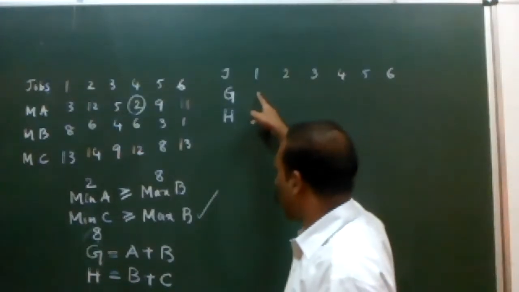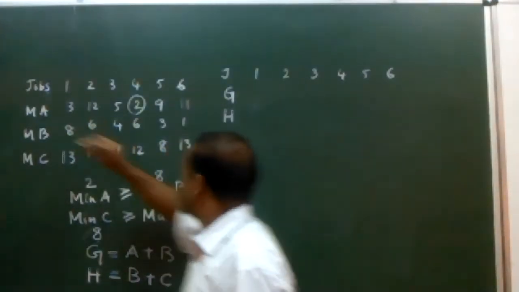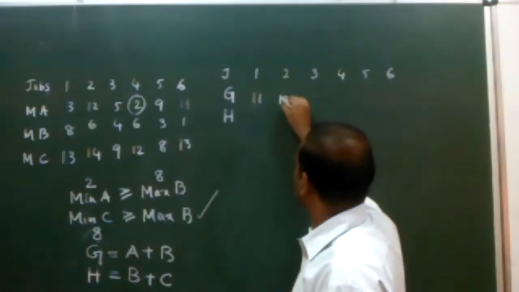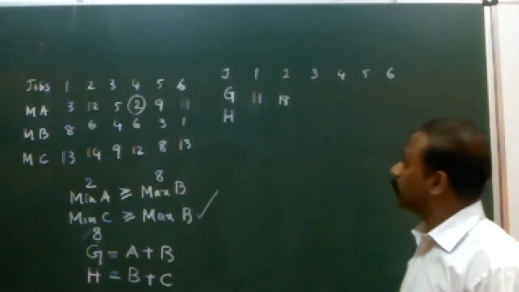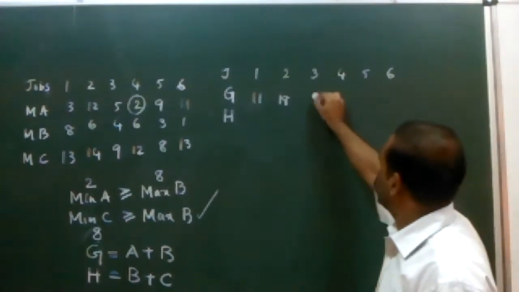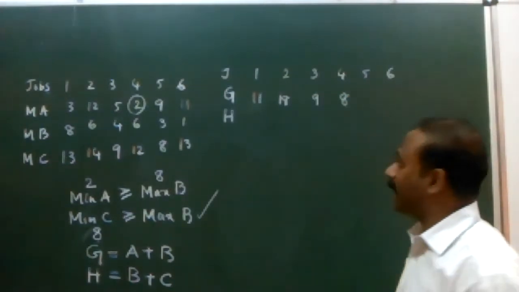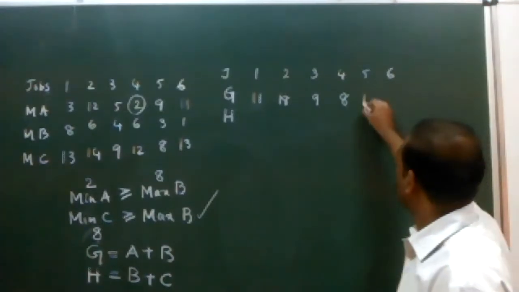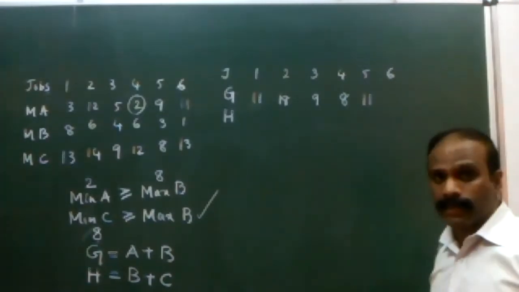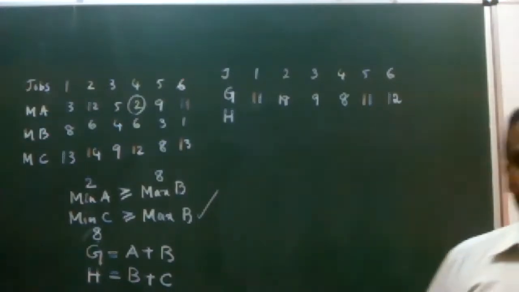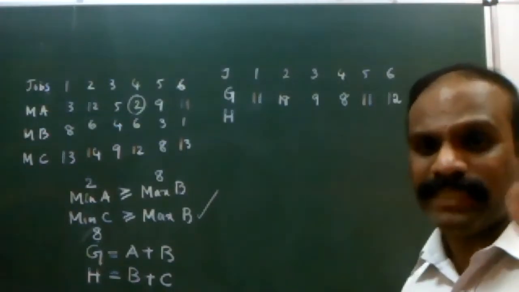For job number 1, 8 plus 3, so it becomes 11. 12 plus 6, it becomes 18. Third value is 5 plus 4, it becomes 9. Then 6 plus 2, it becomes 8. 9 plus 3, it becomes 11. And finally, 11 plus 1, it becomes 12. Now these are the values we have got as far as machine G is concerned.